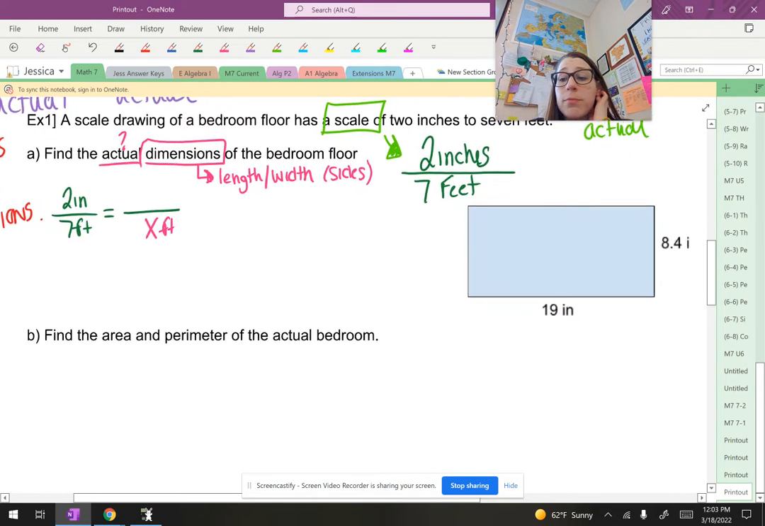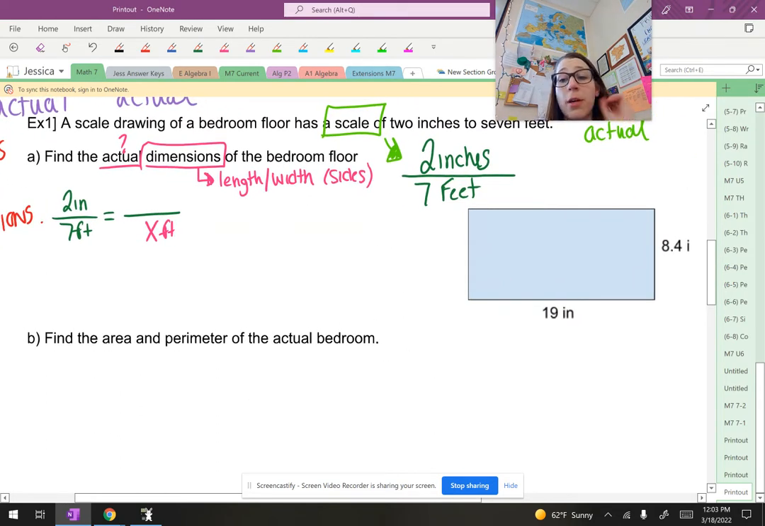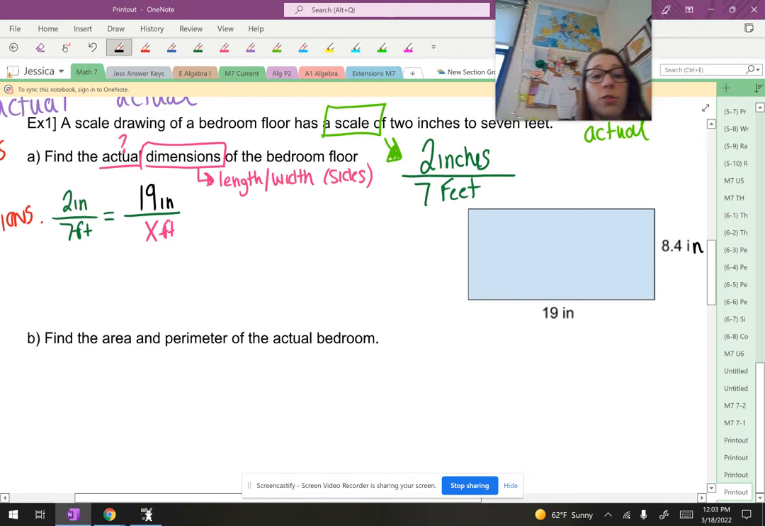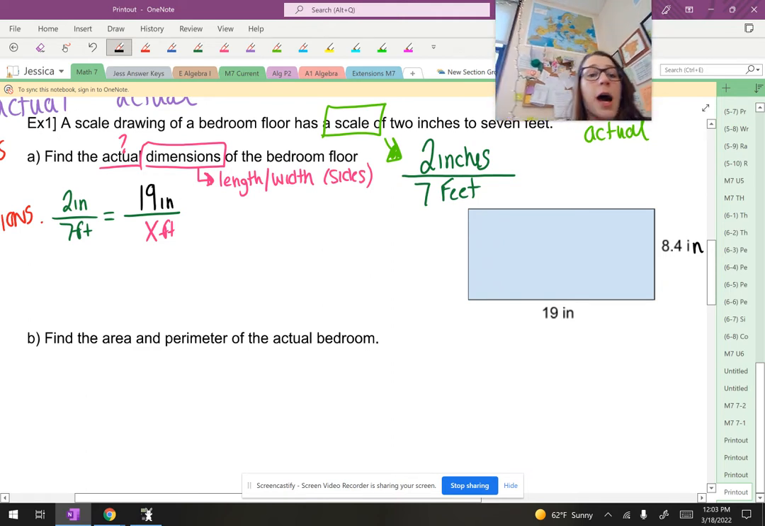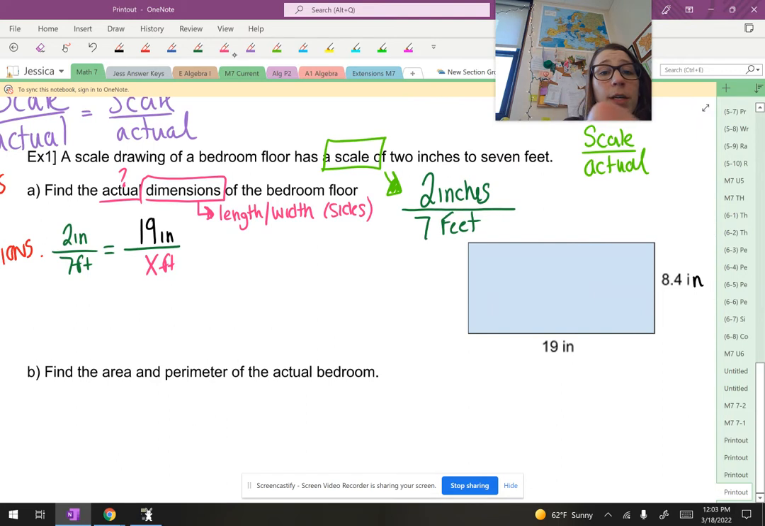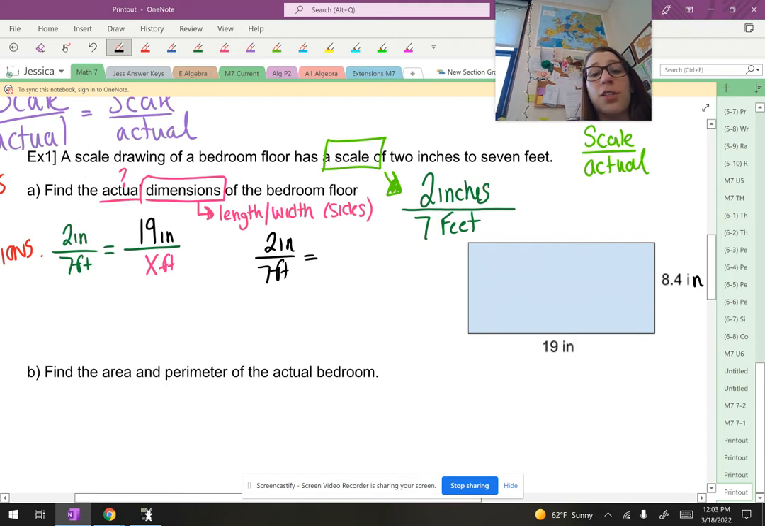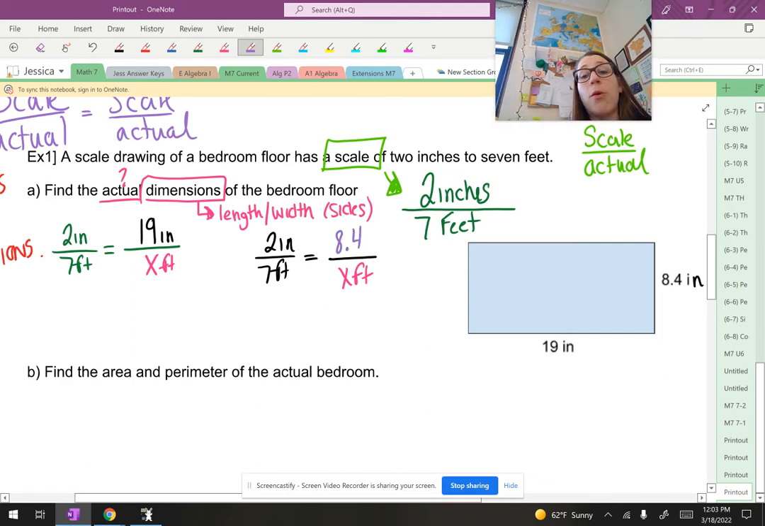Okay, so now I just decide, am I looking for the length or am I looking for the width first? And we are going to do whichever one you want. Let's go with the 19 inches. Notice how that inches matches with the inches on the top. And actually, while I'm here, I'm just going to set up the other one too. Again, still using that same scale because my scale isn't changing. The dimension I'm finding is changing. Still looking for that actual. But now this time, instead of using the 19, I'm going to go back and use that 8.4 to find the other dimension, to find that width.